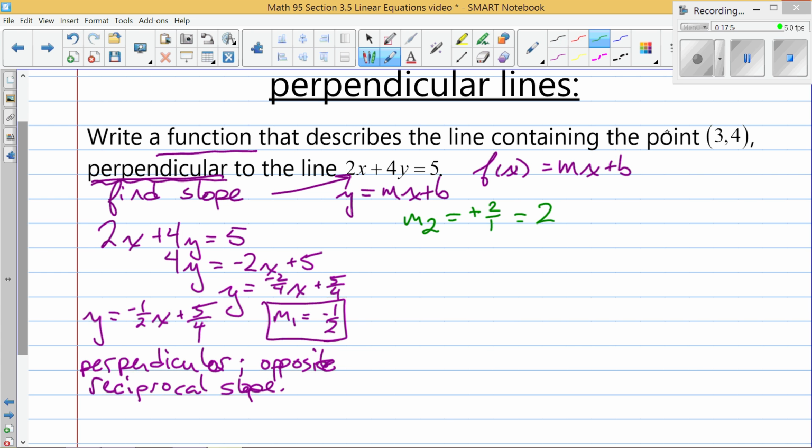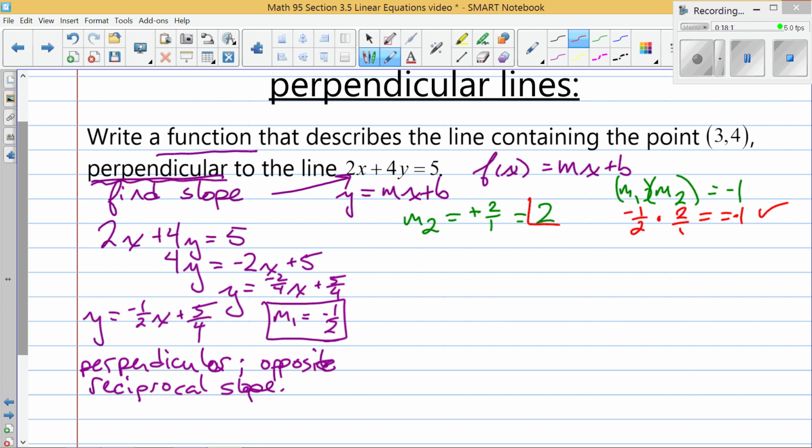A way we could check this is that m1 times m2 should equal negative 1. So if I take my negative 1/2 times 2/1, I should get a negative 1, and I do. That should be negative. Don't drop your negative signs.